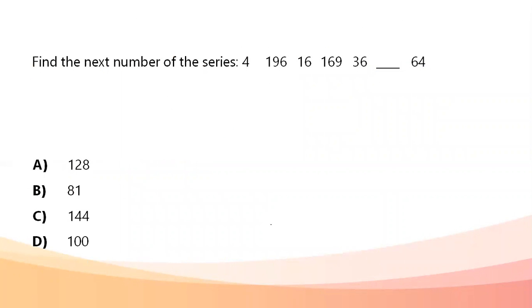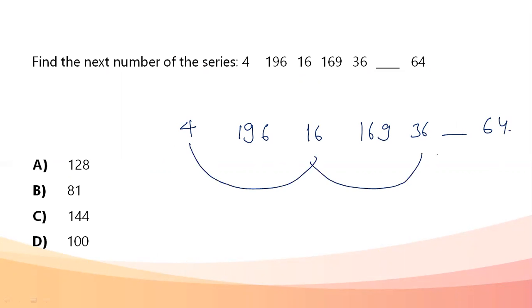Next, find the next number of the series. We can see that this series is given to me: 4, 196, 16, 169, 36, dash and 64. Now this becomes very clear, that there are two different series being followed. Terms at the first, third, fifth, and seventh positions are the first series. The second series is the numbers at the second, fourth, and sixth positions. The blank is obviously a part of this second series.